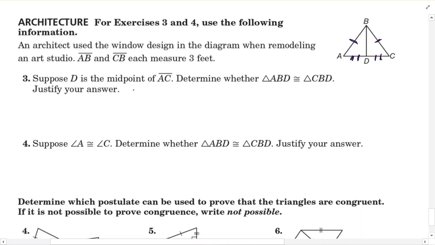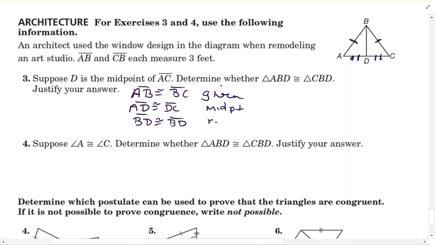So here we were given that AB is congruent to BC. That was given. AD is congruent to DC, and that's because of the midpoint. And then BD is congruent to BD because of reflexive. So this was side, side, side.